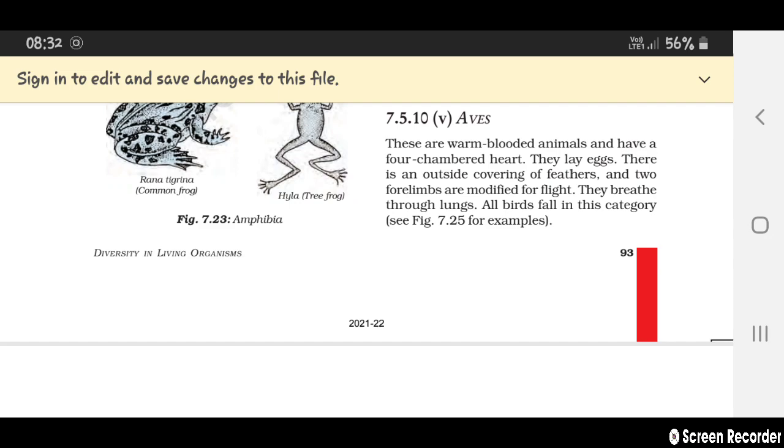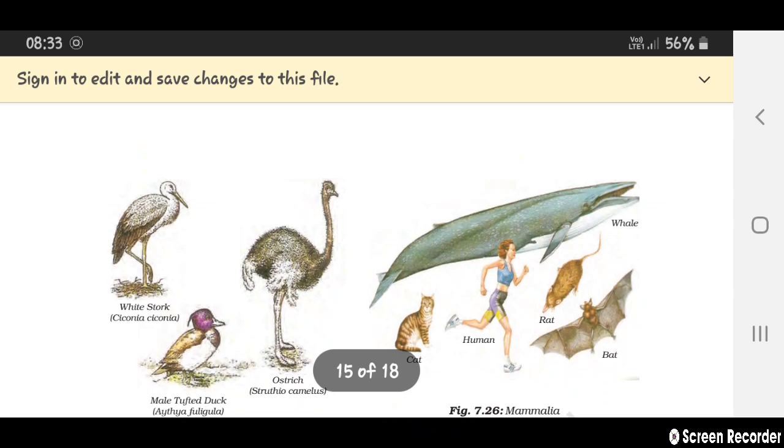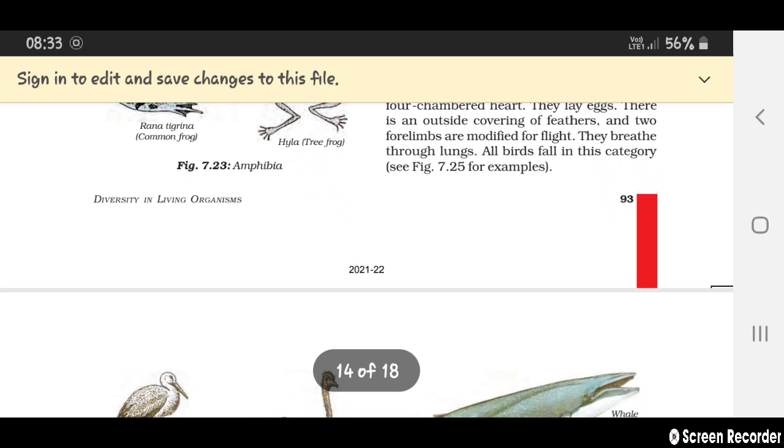Next is aves. So these are warm-blooded animals. They have four-chambered hearts and they lay eggs, and there is an outside covering of feathers for them. The two forelimbs are modified for flight, and they breathe through the lungs. All the birds in this world come under this category.